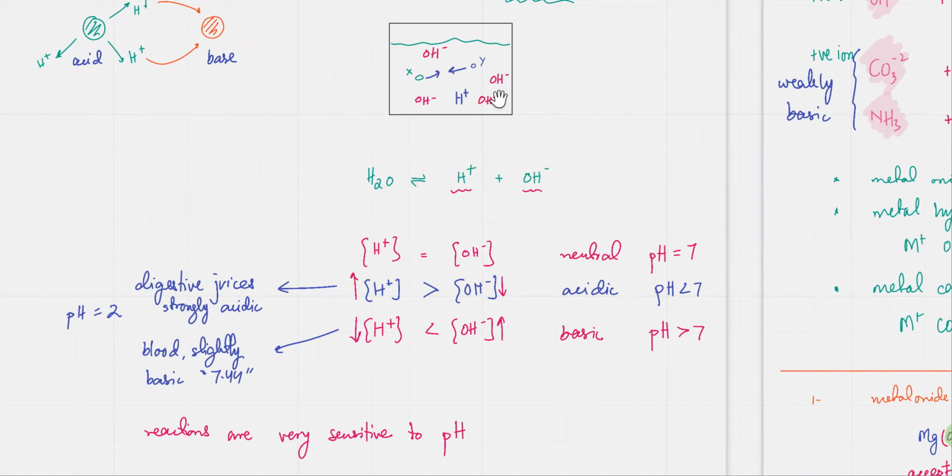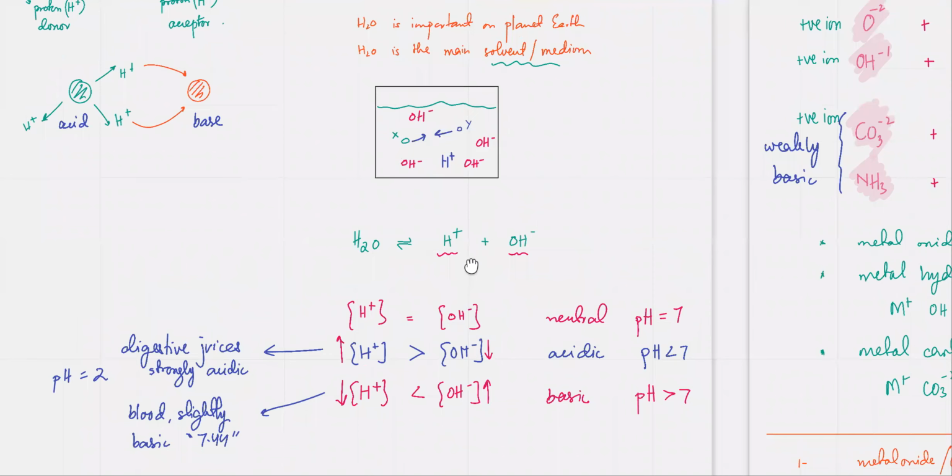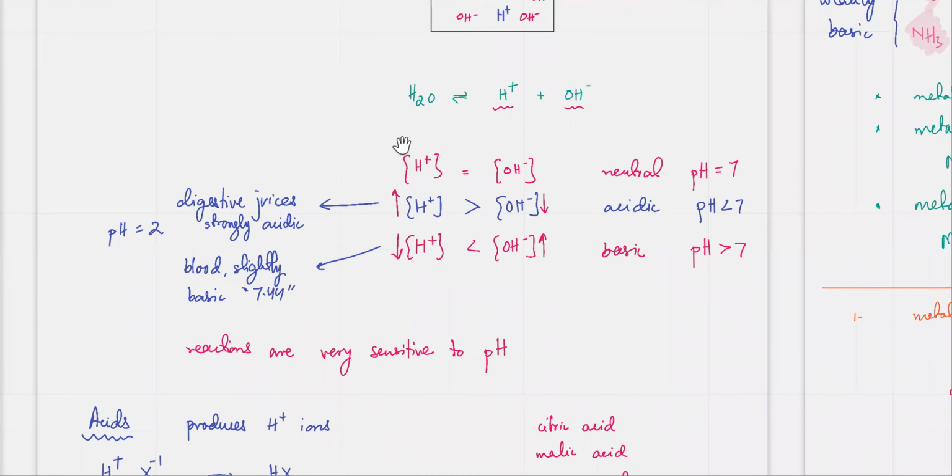So water is everywhere. Water is the main medium in which reactions happen. Every reaction happening on planet Earth is mainly because of water, because particles can move around and they can bump into each other. So water is very important. So the type of water that you have, whether it's neutral, acidic, or basic, that also is very important. Reactions are very sensitive to pH.